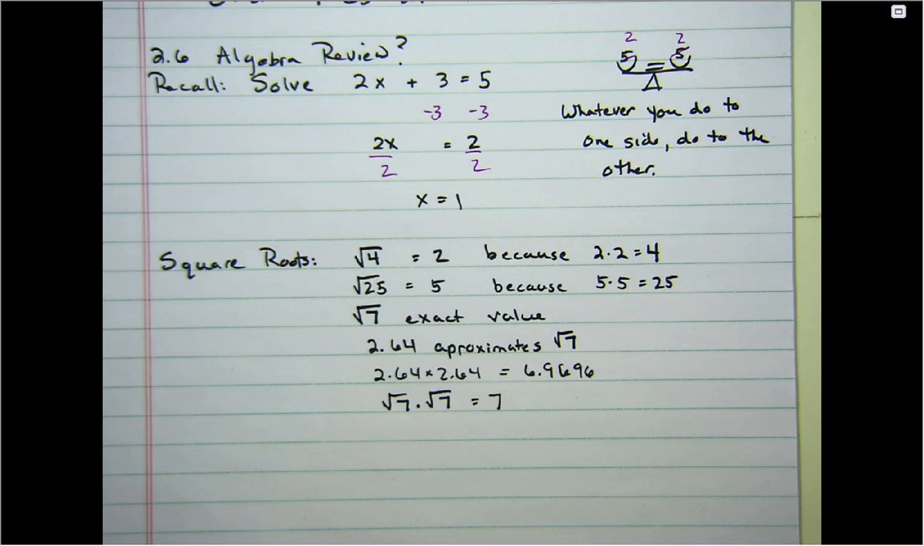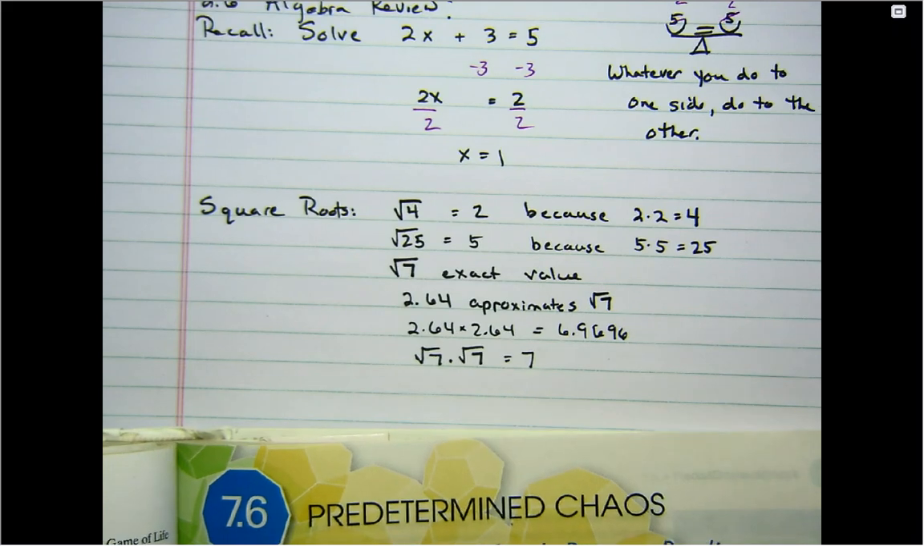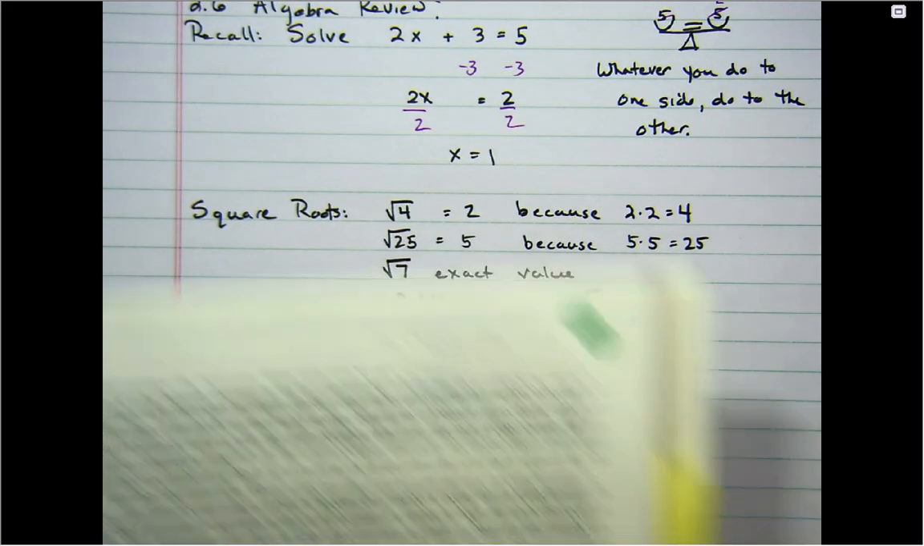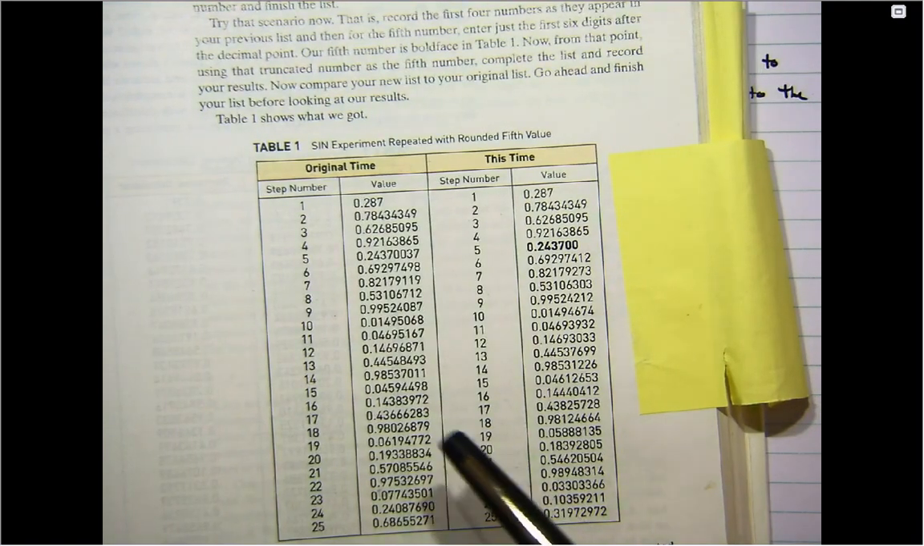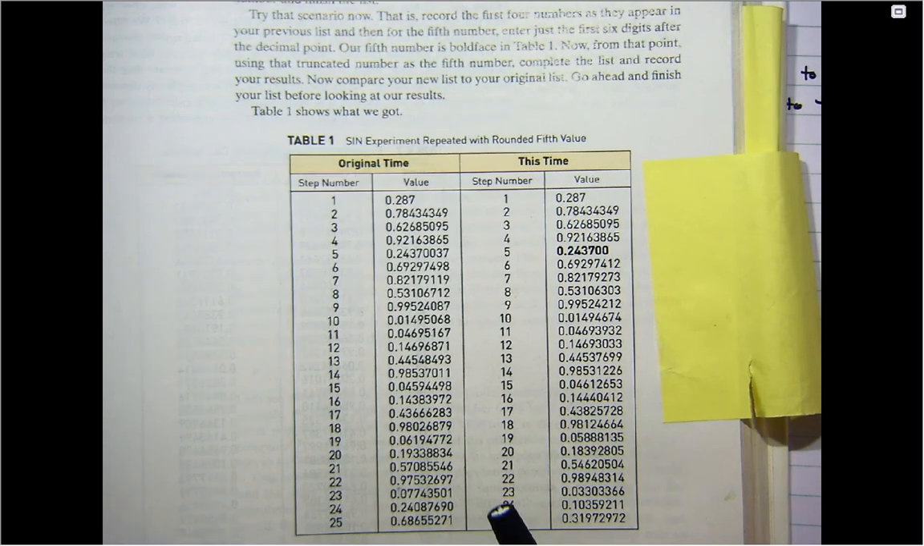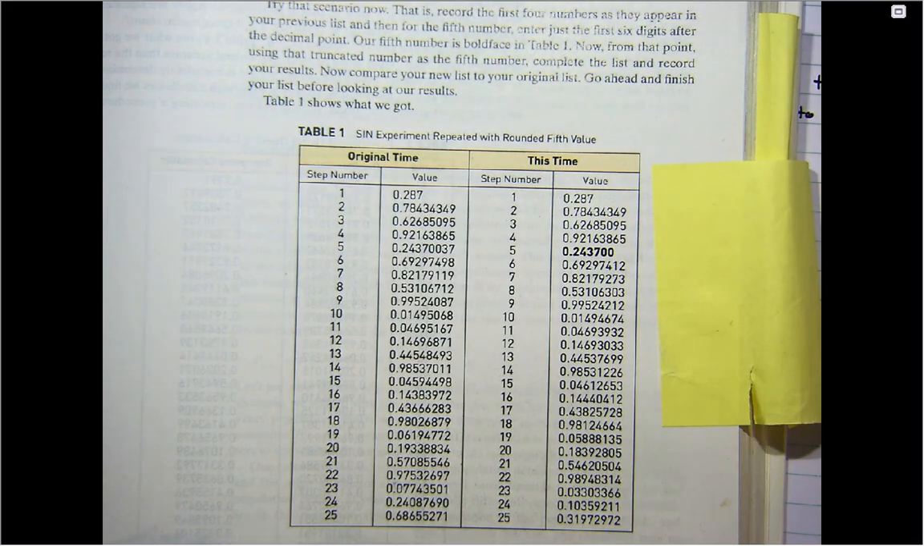I can show you what happens when you start rounding off. You can get chaos. There's a section of your book, 7.6, called Predetermined Chaos. And in that section, we have some arithmetic going on. You see the two sides of this table are the same. Same. And in both columns, they're doing the same step.